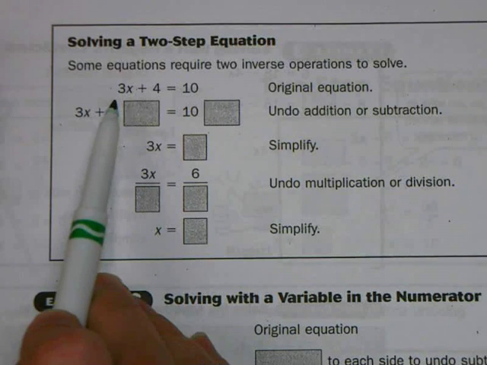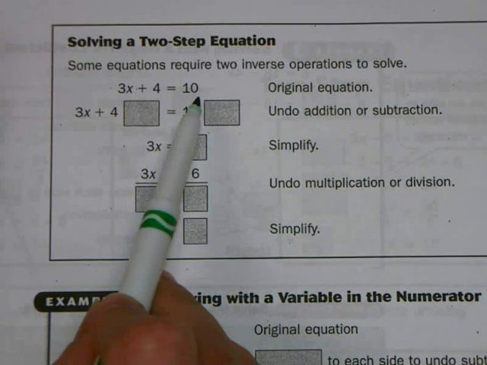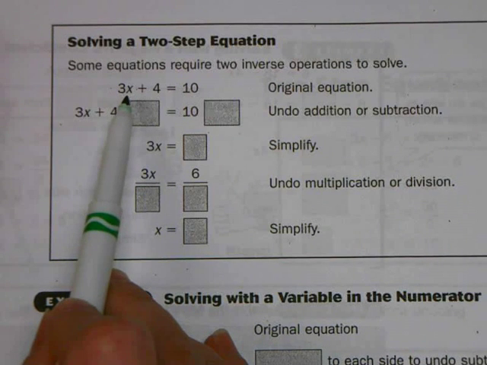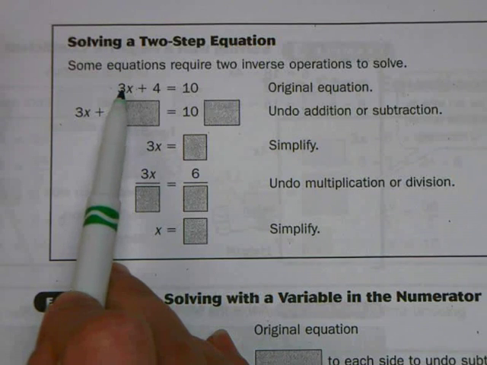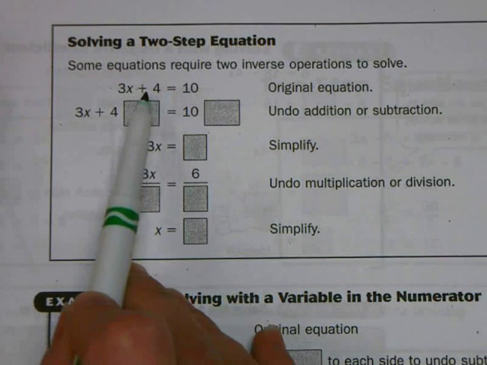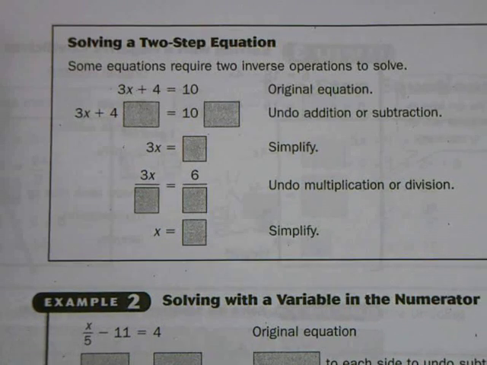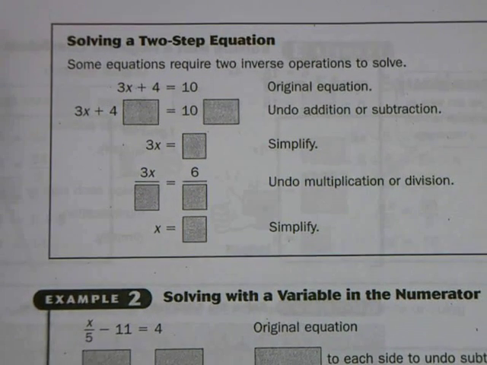Look at this one, how it's written out. 3x plus 4 equals 10. What do you have to get rid of to get the x by itself? Well, here you have to get rid of two different things, right? You have to get rid of 3 times and a plus 4. Two things to get rid of. So we'll get rid of them. The question is just, which one do we get rid of first?